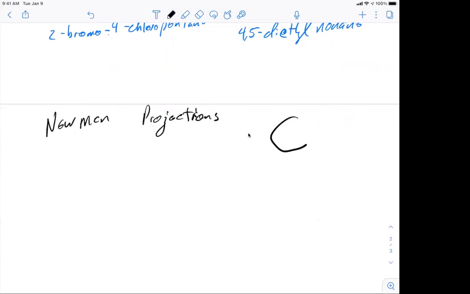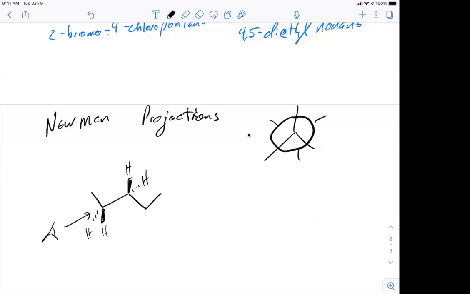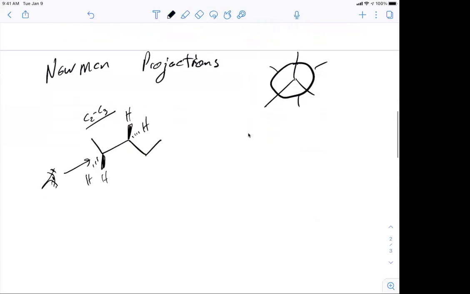To give you a hint, these projections. Okay, so I'm going to draw a structure and I want you to replicate that in a Newman projection. Okay, and then I want to look down. I'm going to put my eyeball here. You won't see this on the test, you're not going to see the little eyeball, but this is a C2 to C3 projection. Okay. All right. So let's do that one.